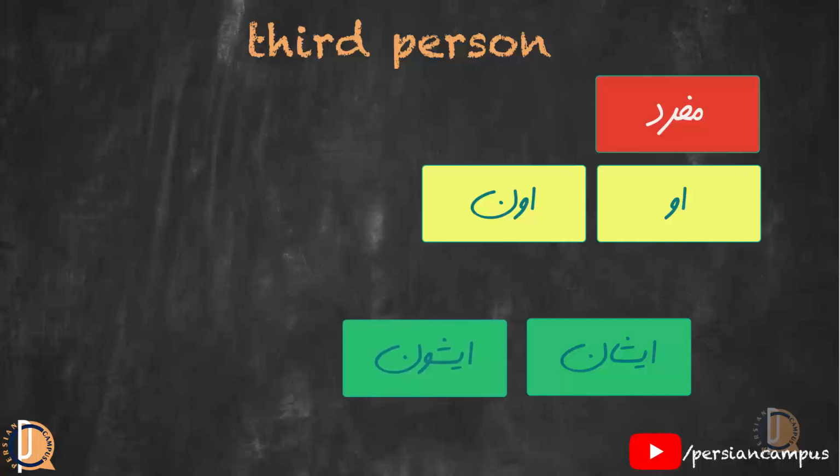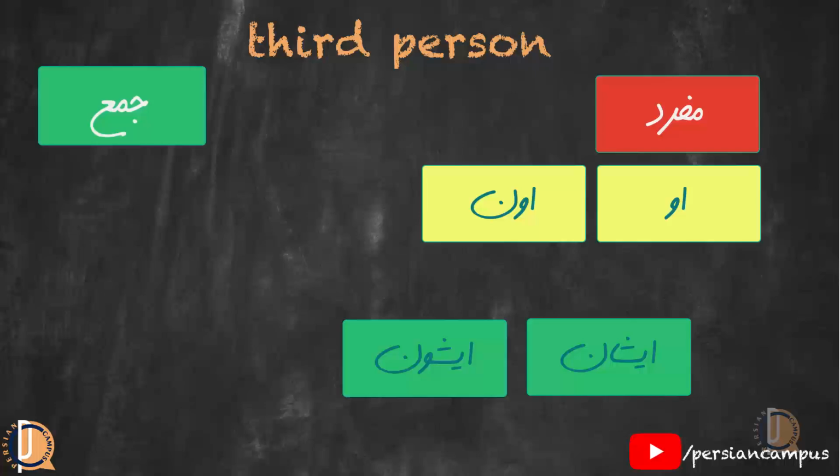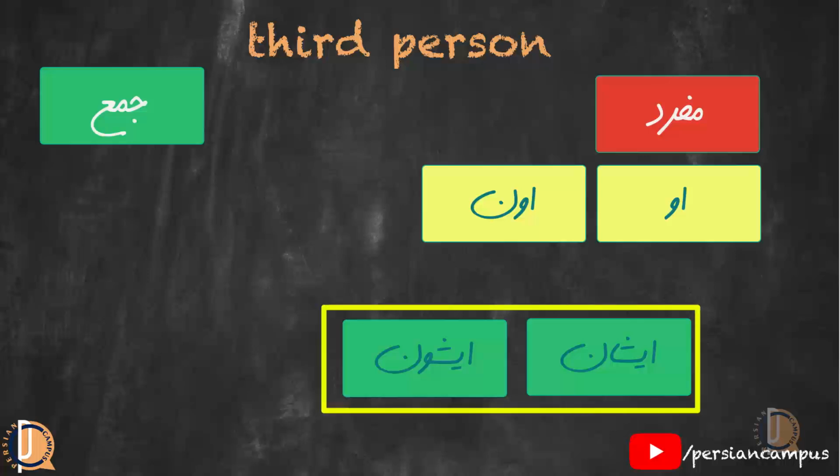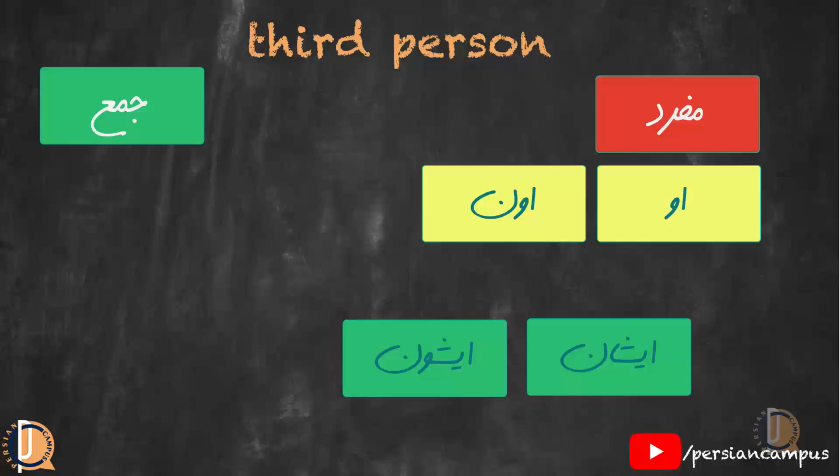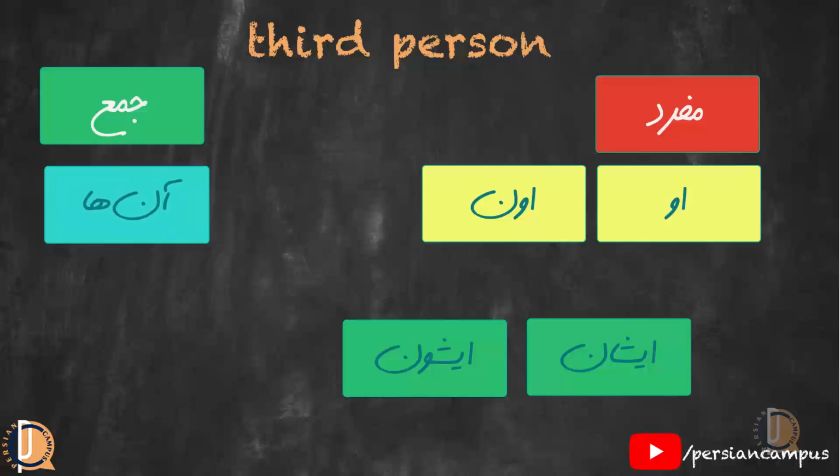The note is that originally ishan was a third person plural pronoun, but today it is not used as a plural pronoun in spoken Persian. However, when we conjugate the verb, the ending can be either in plural or singular. The plural pronoun of third person is anha, that in spoken we change it to una.